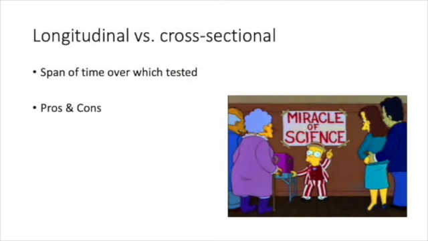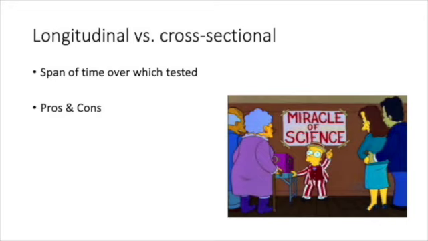Another type of time factor is a longitudinal study versus a cross-sectional study. Longitudinal versus cross-sectional designs are actually very similar to within and between designs. Just the scale is sort of increased, and they apply to different kinds of studies, not just experimental designs. Longitudinal studies are when you're testing the same people over time, and cross-sectional is when you're testing everyone at once. The classic longitudinal designs take place over months or years.